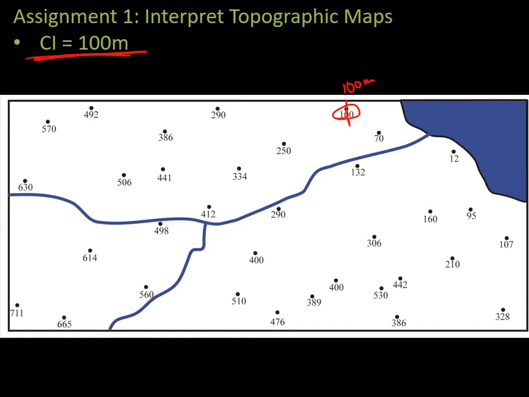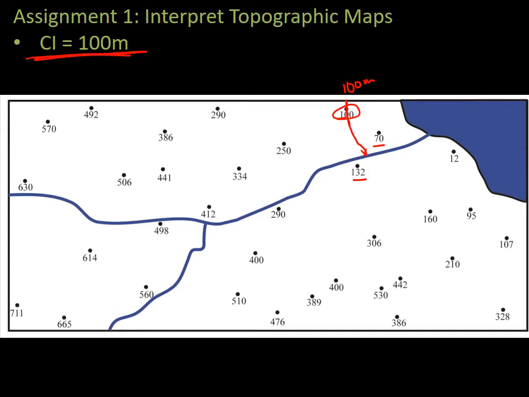Now where do I go with the line? I don't see any points in the vicinity of 100 meters, but I do see a point of 70 meters and a point of 132. 70 is below 100, 132 is above, so 100 must exist somewhere in between those two, approximately in the middle. And so I'll connect to that point.